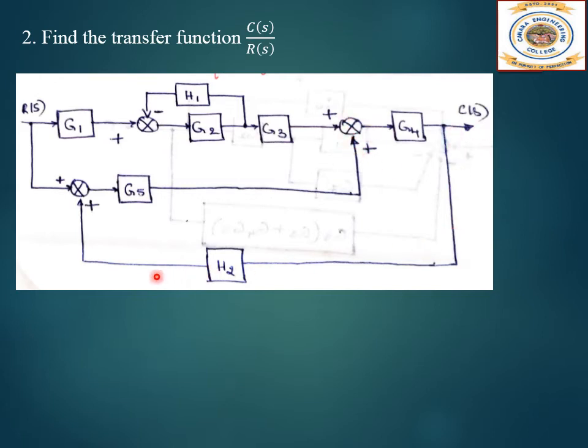Whereas this H2 over here, it comes, see over here, then check the arrow. You have to always check the arrow direction. Take off point from here, H2. Then it comes to this arrow direction. It does not go to R of S, this end. It goes from here, in this direction, to G5 and to this particular summation point. So this forms the feedback path. See, this one is the forward path, and from here this H2 G5 will form the feedback path.